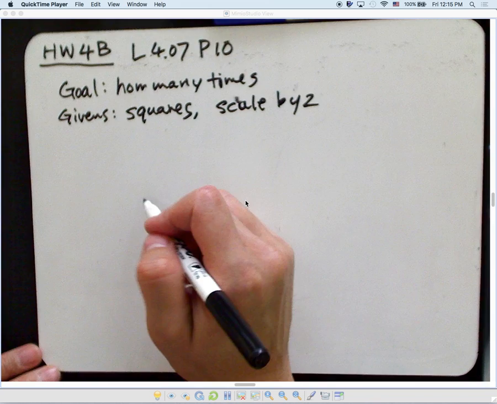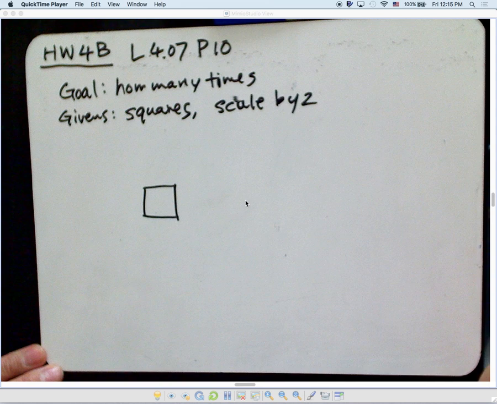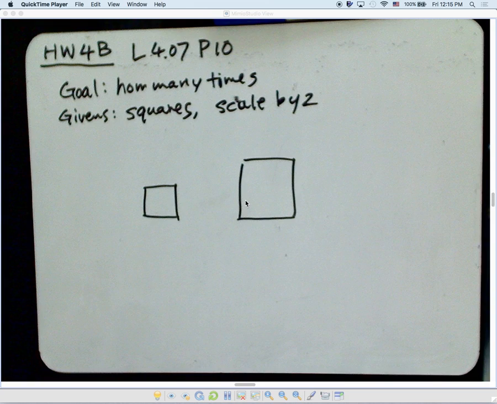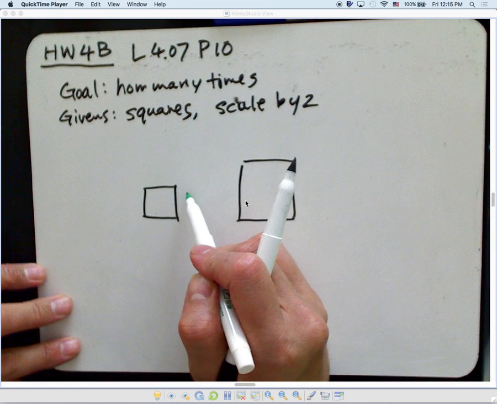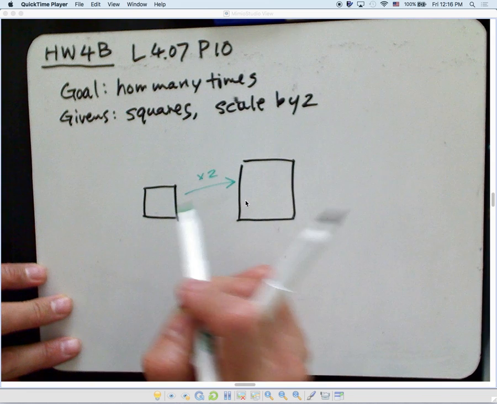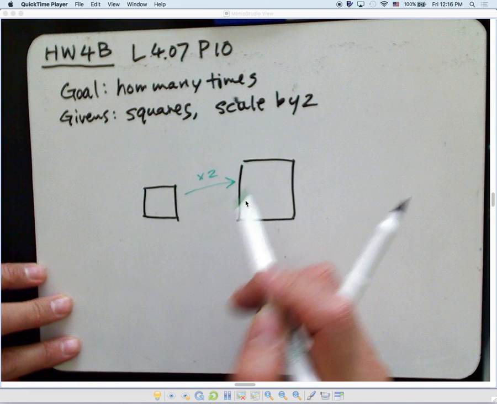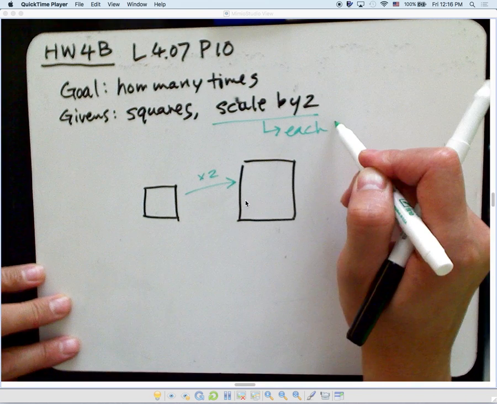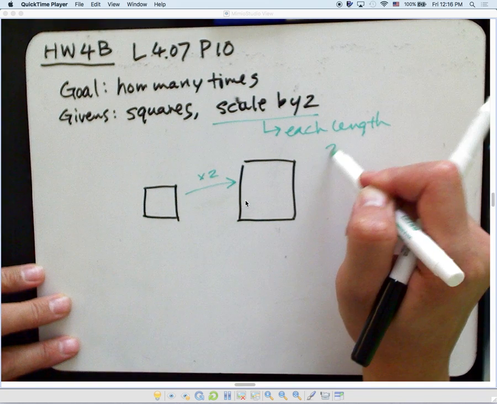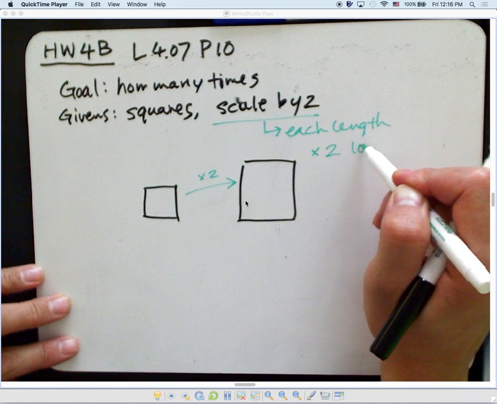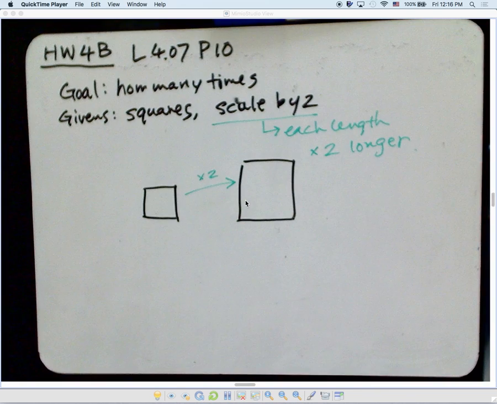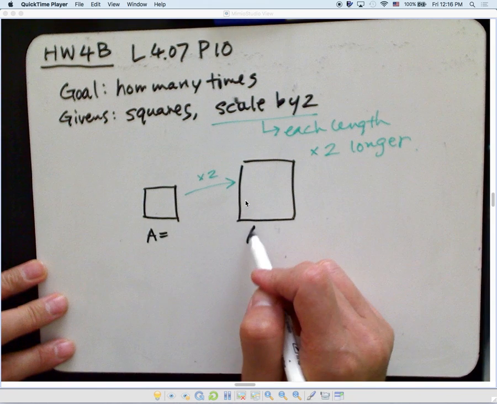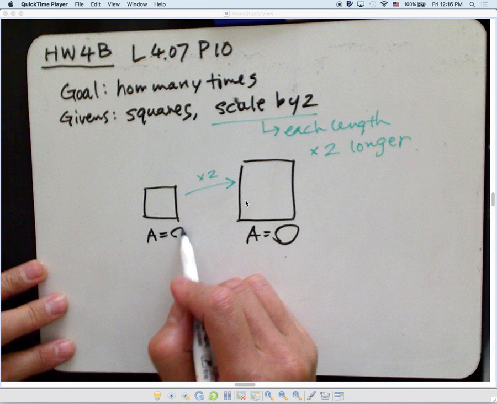Okay, so we have a square here, and then you're going to make it bigger because you scale it by 2. If you scale it by 2, that means each length is twice as long. Scale by 2 means each length is twice longer. Okay? Then what would happen to the area?